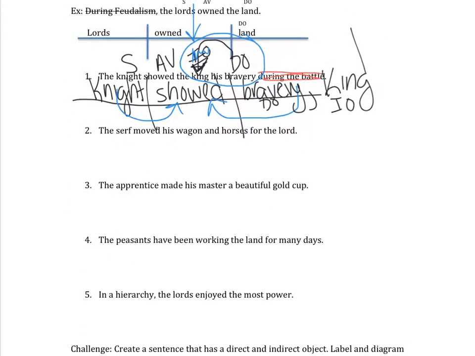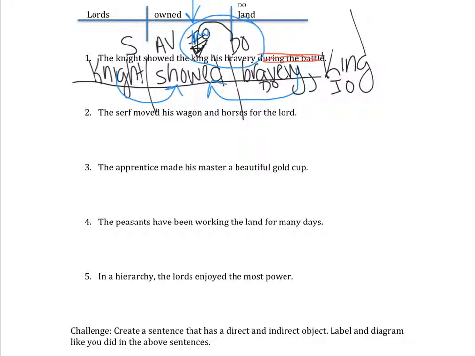Okay, for the next one, the serf moved his wagon and horses for the Lord. I told you the first thing that you should do is cross out any prepositional phrases. And that's because, again, you're never going to find the subject in there. You're never going to find the verb in there. You're never going to find the direct or the indirect object in there. Okay, do we have an action verb? We do. The action verb is moved.